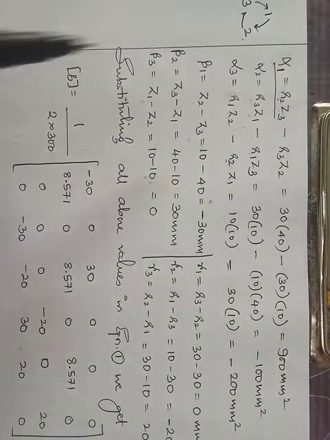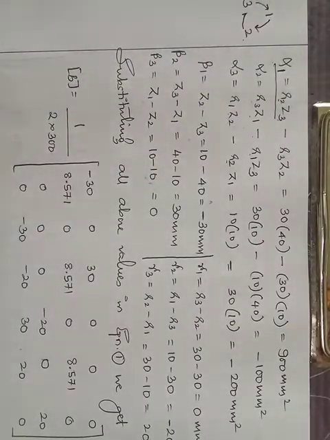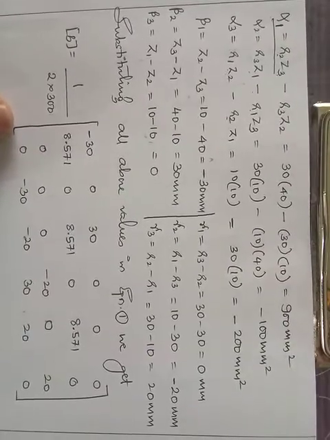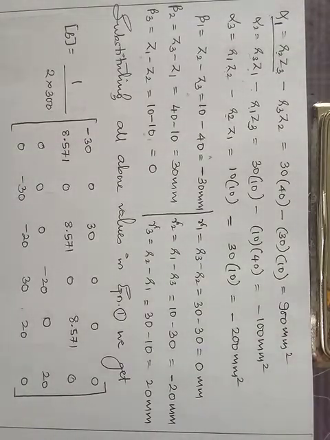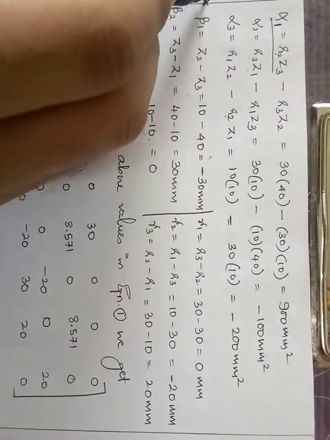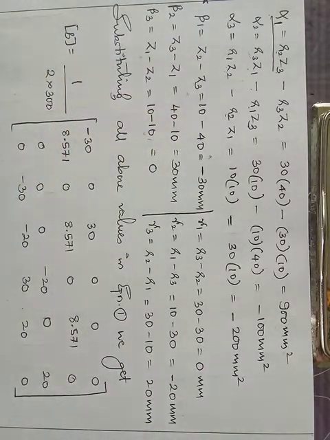Next, you need to calculate beta and gamma. So let us start with the beta part. Now here you need to remember that beta is always associated with the coordinate Z, and gamma is always associated with the coordinate R. There are two ways of remembering.